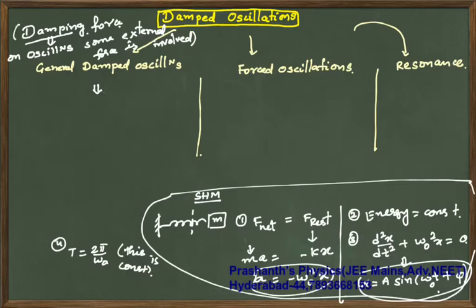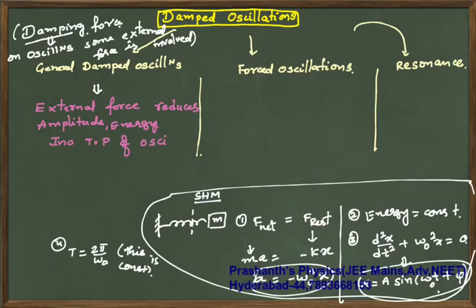What will this external force do in different cases, I will tell you. In general, in damped oscillations, the external force reduces amplitude, it reduces energy, and it increases the time period of oscillation. How? With maths I will show it to you, but this is your basic idea.